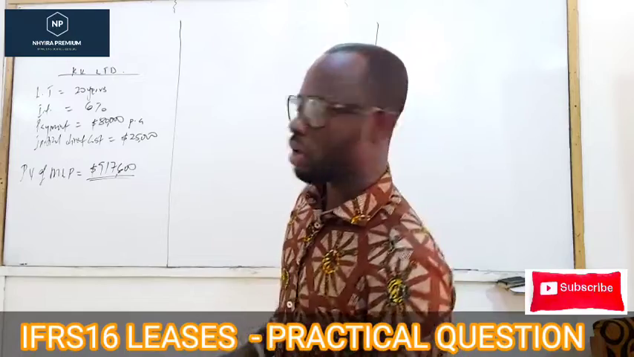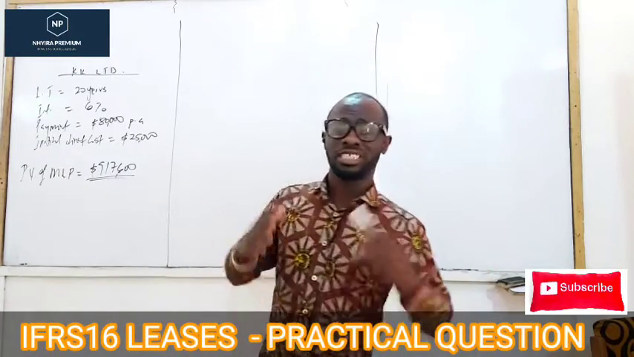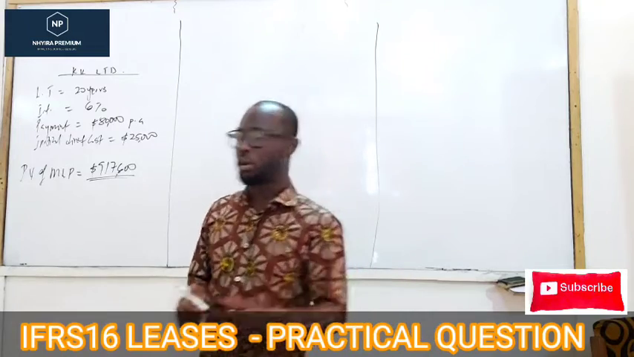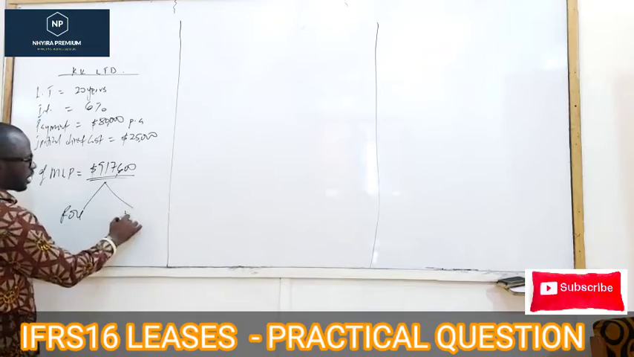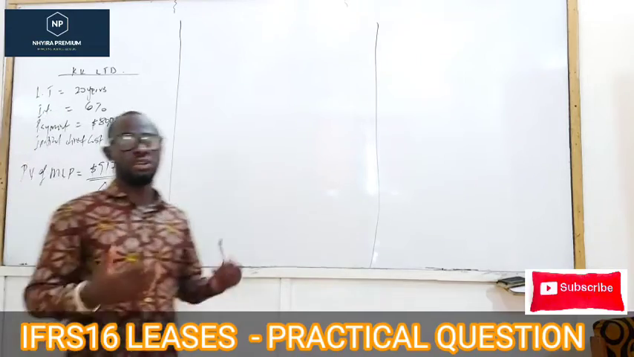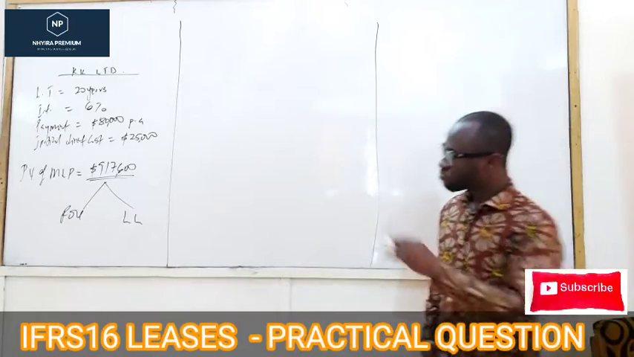$917,600. So let's take it one after the other. Now, this $970,600 is the minimum lease payment, and this is the double entry. We debit the right of use of assets and we'll credit what? The lease liability in relation to that. So that is the lease payment in that case.